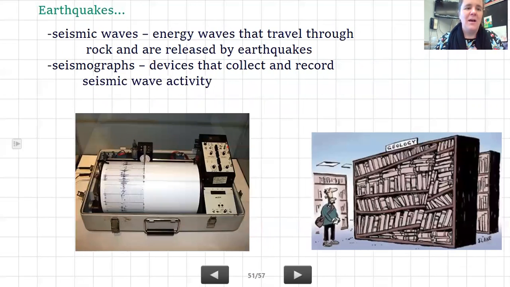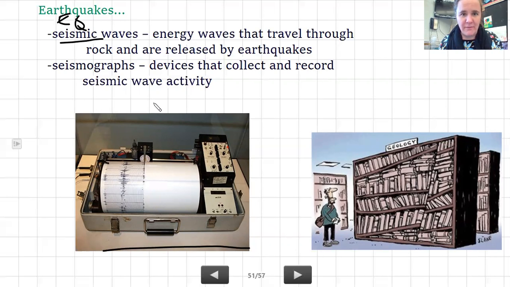So, seismic waves are energy waves that travel through the earth. Seismic wave is just the fancy word for saying earthquake. So when you see seismic, think earthquake. Seismic waves, earthquake waves. And then we collect them using a seismograph, which is this kind of thing here.